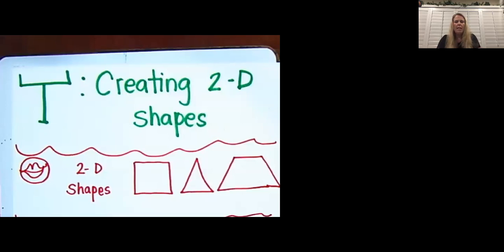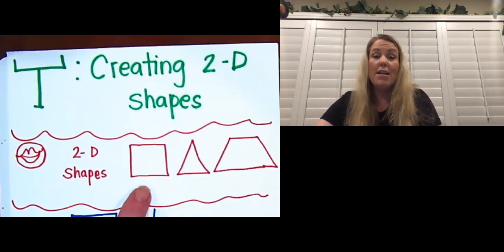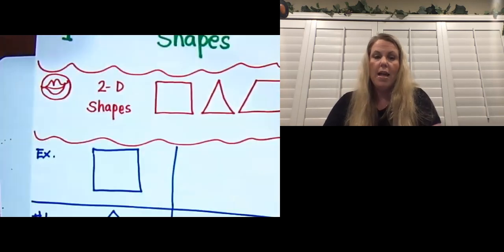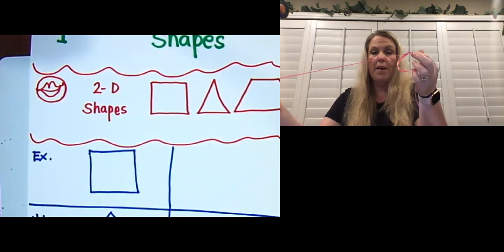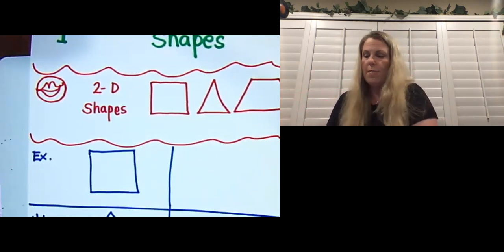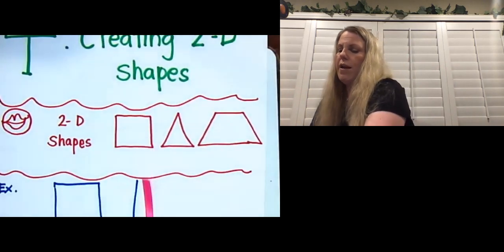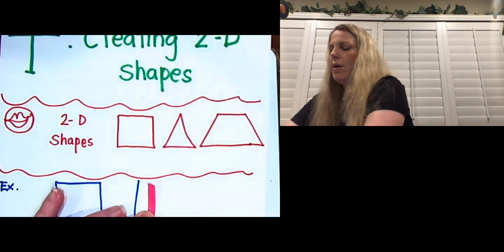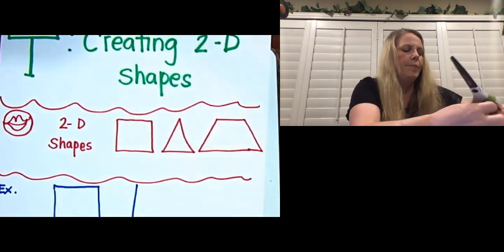Well, when we have 2D shapes, what we're doing is we are looking at the shape and we are creating it with another dimension. So we have a square, we've got our triangle. We're going to look at this example. Now today I don't have yarn, but I have ribbon. You can use ribbon or yarn. And I'm going to try to make this square over here.